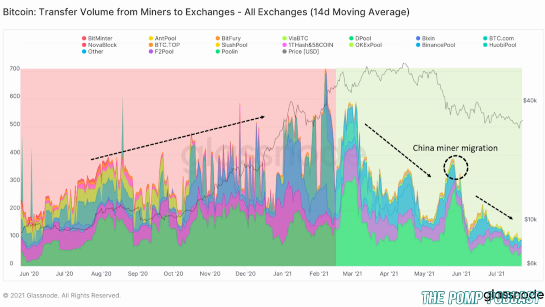And so you see this has been in a downtrend since mid February, but we had a big spike around when we had the whole China migration, when miners were moving out of China and had to liquidate some of their Bitcoin to move. But that's gone back into a downtrend after that.